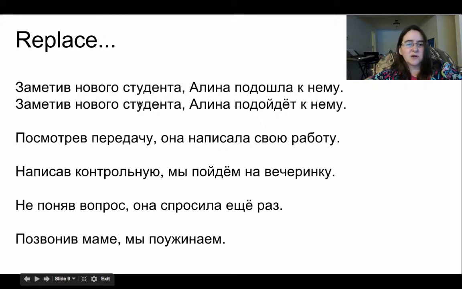So again, this part of the sentence doesn't look different. The only way we can tell the tense is by looking at the other part of the sentence. Let's take a look at some examples here. We will pause and try to rephrase using, you can use either когда or после того как. Посмотрев передачу, она написала свою работу. So first this happened, then this happened.